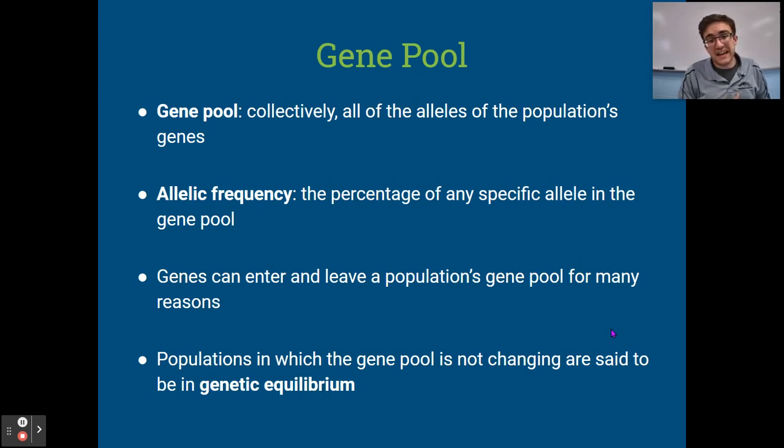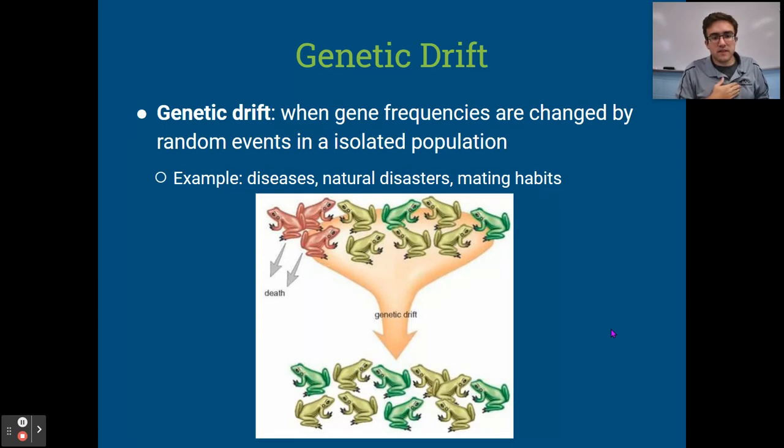But when these frequencies are not changing, when it's pretty steady all the way across the board, we say that the population has reached genetic equilibrium. It's steady, it's not changing. Now again, if the environment changes, those frequencies may change then too. So genes can enter and leave for a couple of different reasons. And this is a concept through genetic drift.